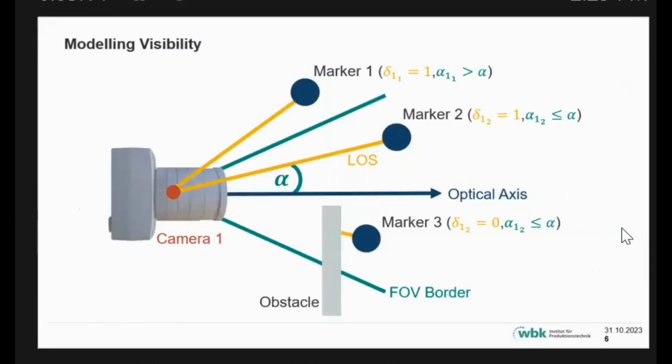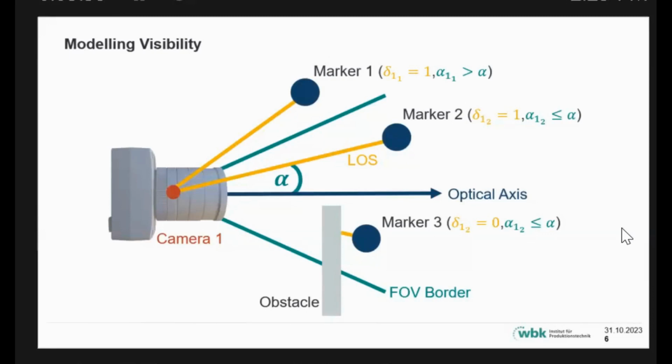We have two components here. We need to have a line of sight, which is either 1 or 0, and we need to be within the field of view, which can be measured by looking at the angle of the marker line of sight towards the optical axis. If this is smaller than our field of view, we're visible. If it's not, we're not visible. So first marker not visible, second marker visible, third marker not visible again due to a missing line of sight.